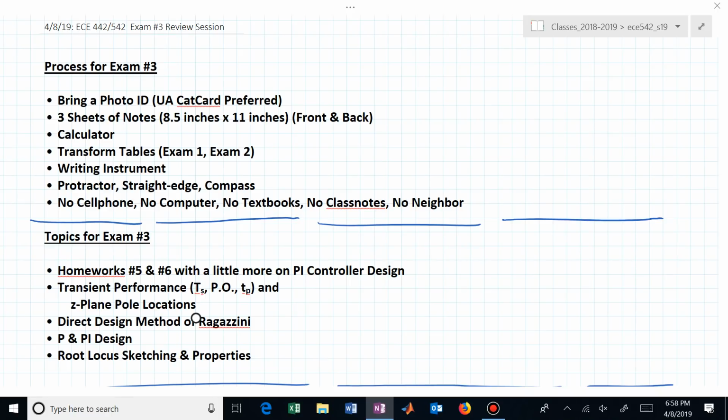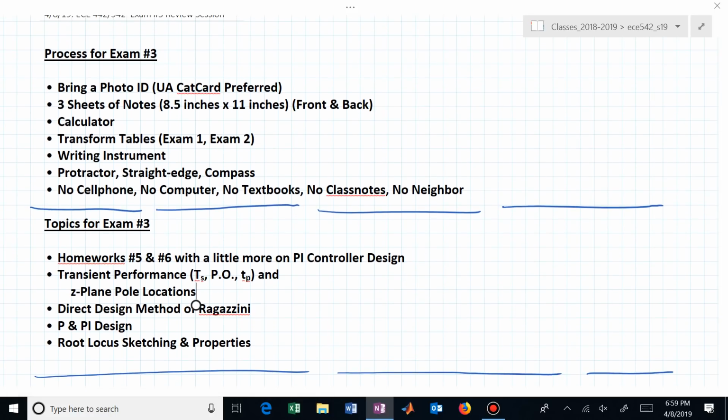Please bring a photo ID to exam number 3, and you can have it sitting on your desk if you're coming to the exam. Others, you can read the topics. It's really everything since exam number 2, and there will be maybe a little bit more on the exam than what we covered in homeworks 5 and 6, but it's essentially the PI controller stuff that we have been talking about, and that's really just to get you looking at some slightly different root locus diagrams.